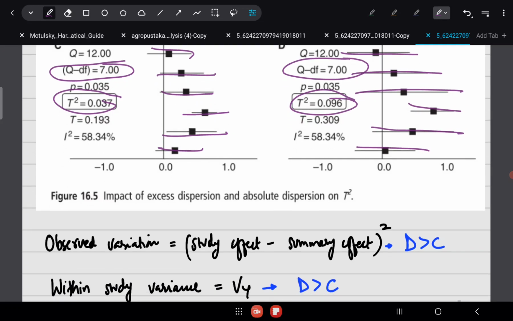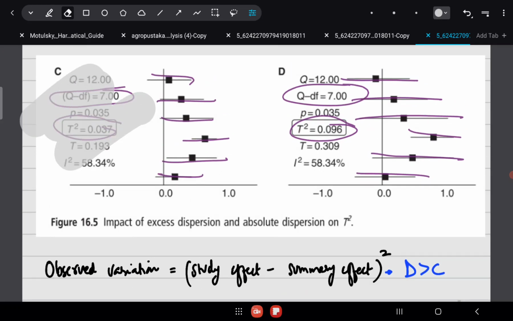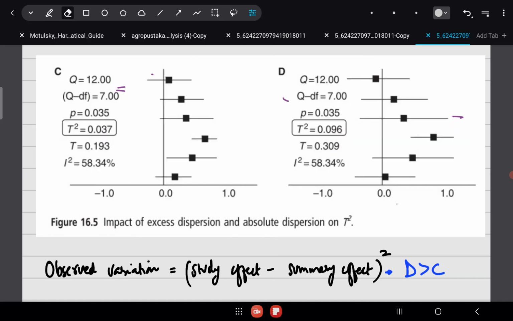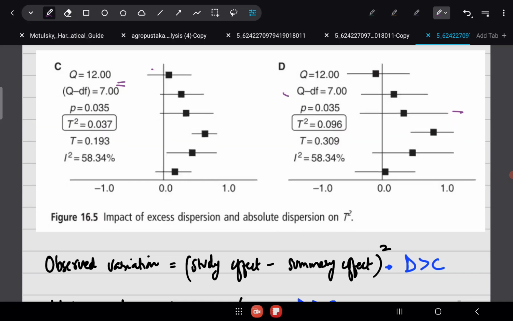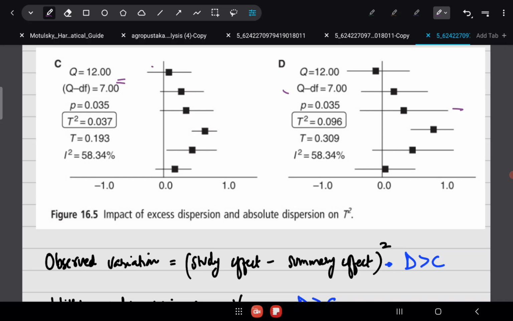Okay, so let's start from Q. We'll start comparing from the Q statistic only. So the first thing is the observed variation. You know what observed variation is? Observed variation is the difference between the study effects and the summary effect. The summary effect is not shown here, but let's imagine the summary effect is somewhere here for D, and somewhere close to the null line for C. So when you compute the differences between these study effects and the summary effect, the differences will be more for D actually.